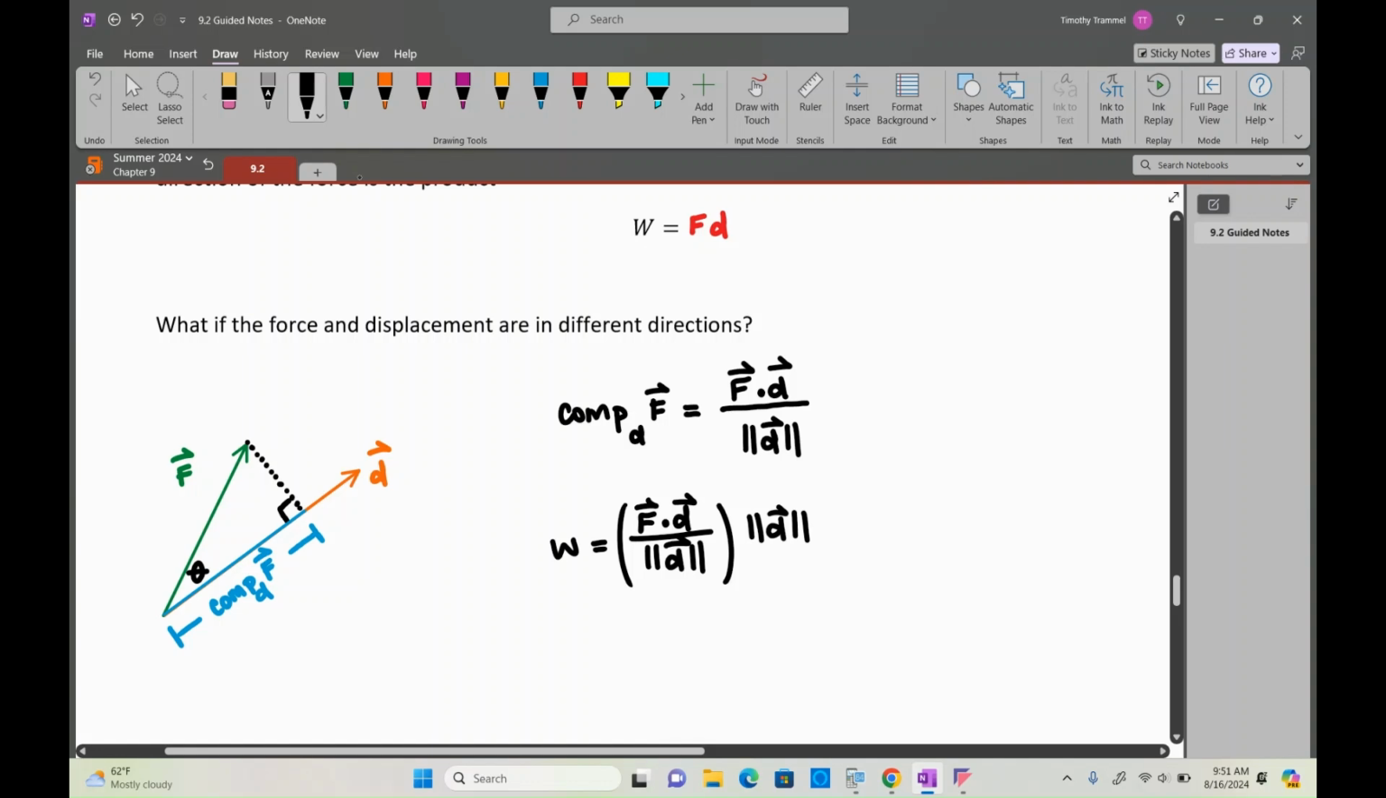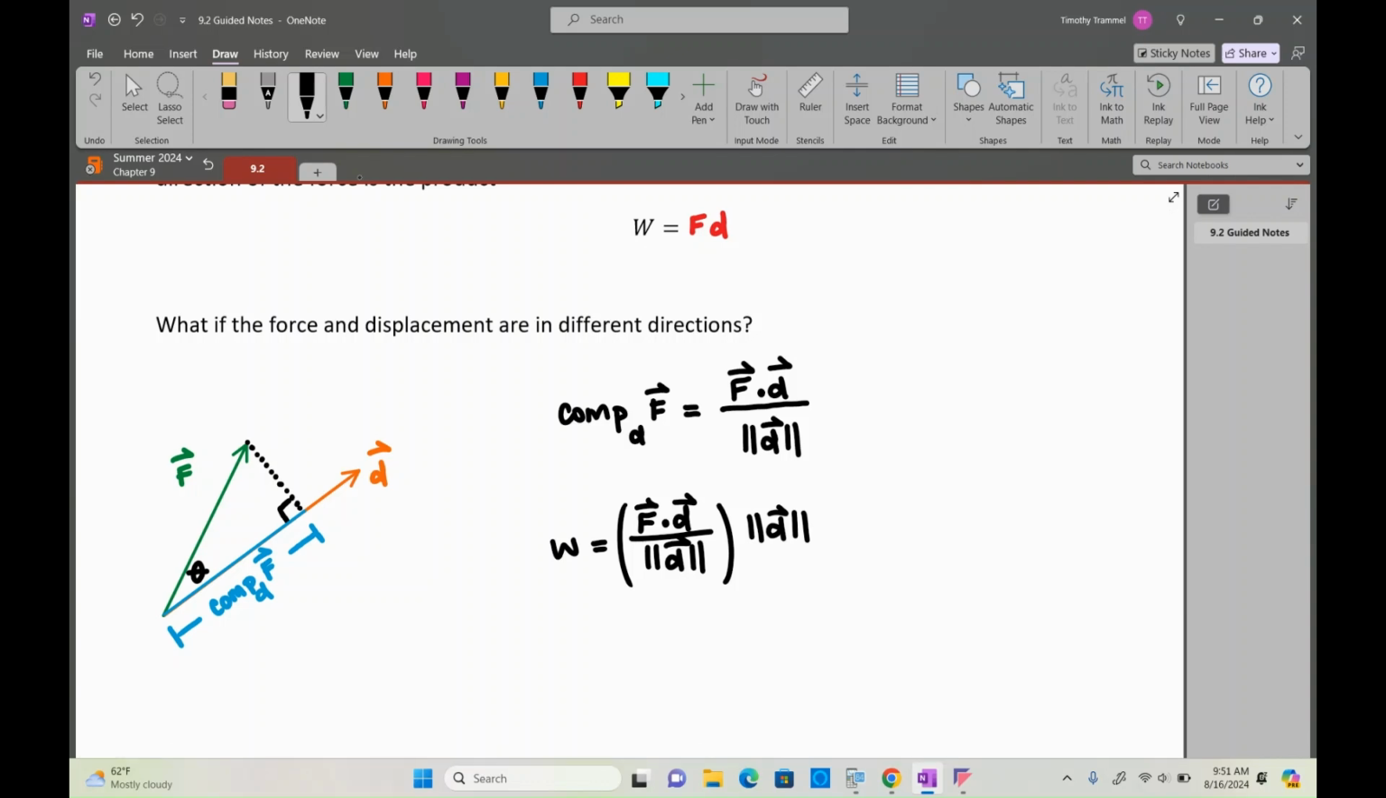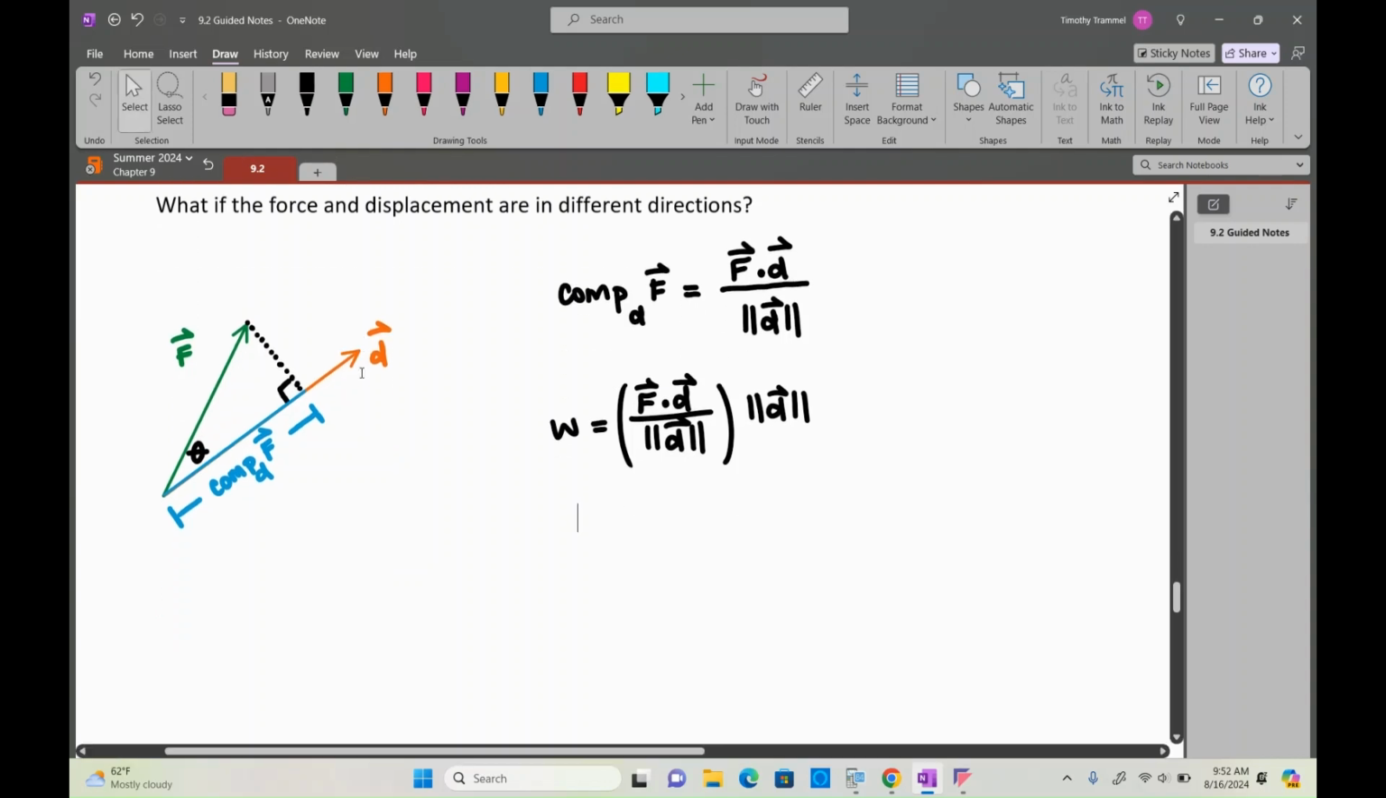It's just that since they're not in the same direction, we're taking the amount of force that is actually in the direction of the displacement. And we can simplify this a little bit further. You see those magnitude of D's cancel, and so we end up with W is just equal to F dot D.